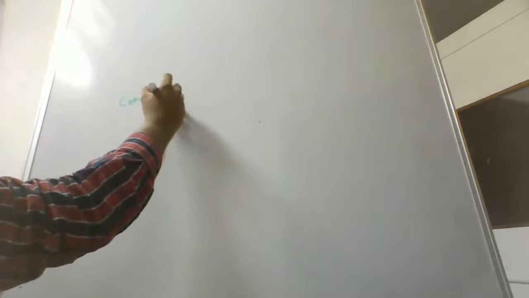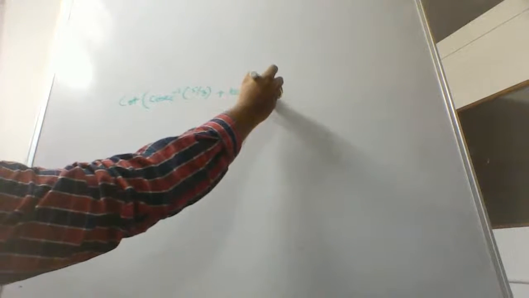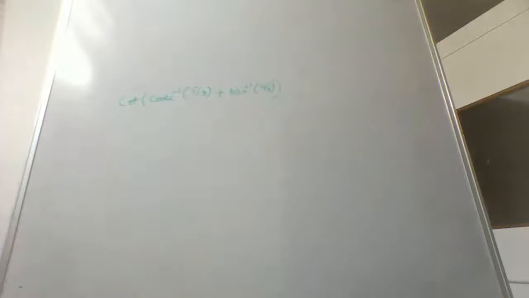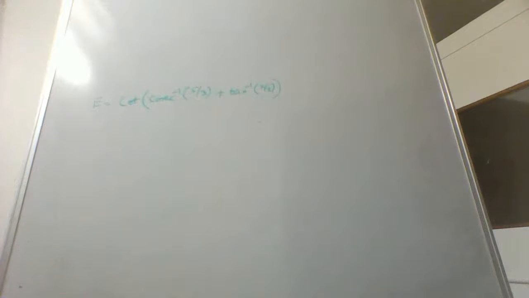Let us find the value of cot of cosecant inverse of 5 by 3 plus tan inverse of 2 by 3. Let us find the value of this. Now let us take this as E.